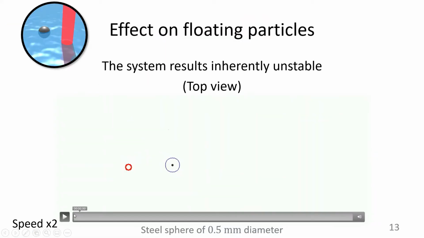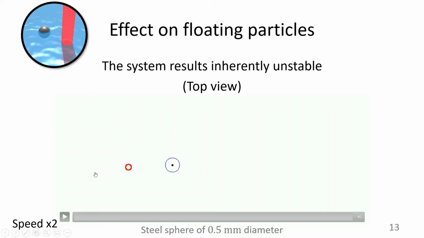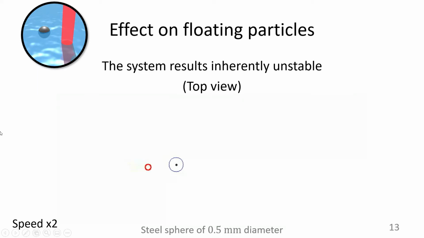So let's see first, this is the top view of the system, and in red you can see the laser spot. This is the expected position of the laser spot because it's an infrared laser, we cannot see it in real time. There is a previous calibration step to correlate the mirror inputs to the laser spot position. But let's see what happens if we approach this laser spot to a particle.